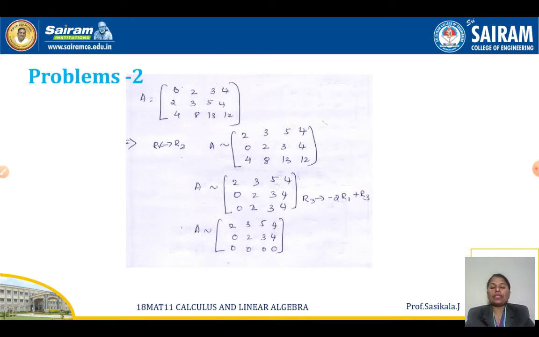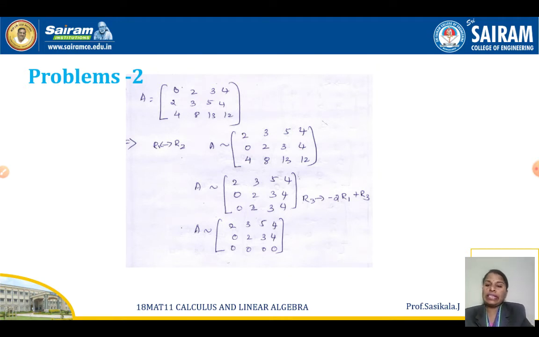Clear? So we'll go with one more example. Here the example is finding the rank of a matrix A equal to 0, 2, 3, 4, 2, 3, 5, 4, 4, 8, 13, 12. So this is not like the previous one, isn't it? In the previous one the first entry was already 1, so easily we did. But here the first entry is 0.